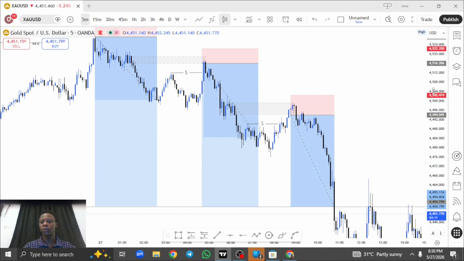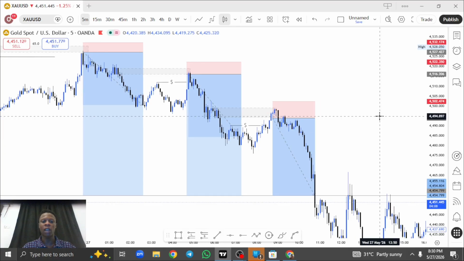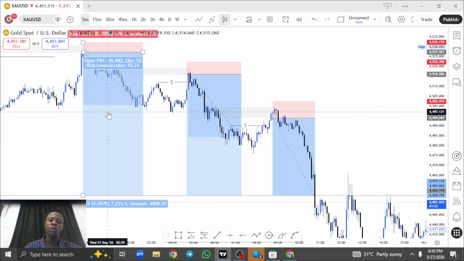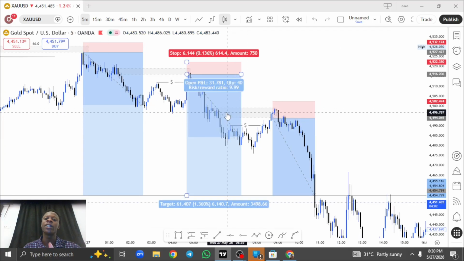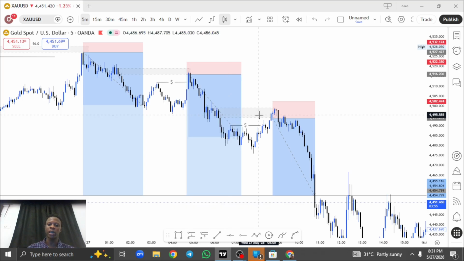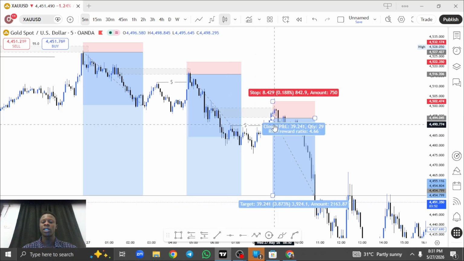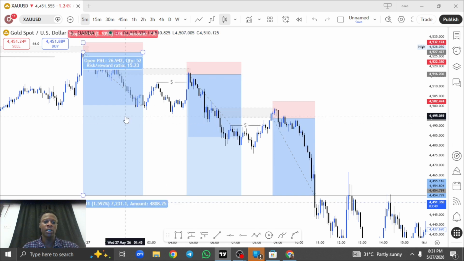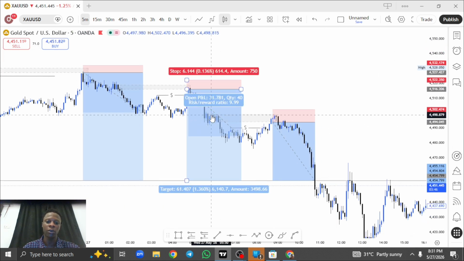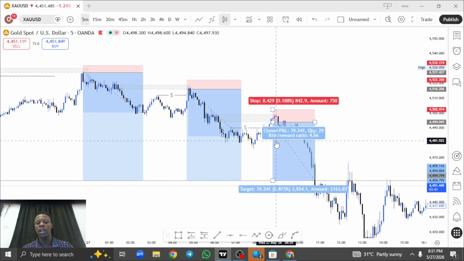So you can see right here, this is pretty much amazing. This first one is giving me about 15 RR, which I took the trade on. This second one is giving me about 9 RR, almost 10. I didn't take it, I didn't pay attention to the market. And this is giving me about 4 RR, which I didn't take. Pretty good. I would have been risking $4 per trade on this one, this second one $6, and this one $8.